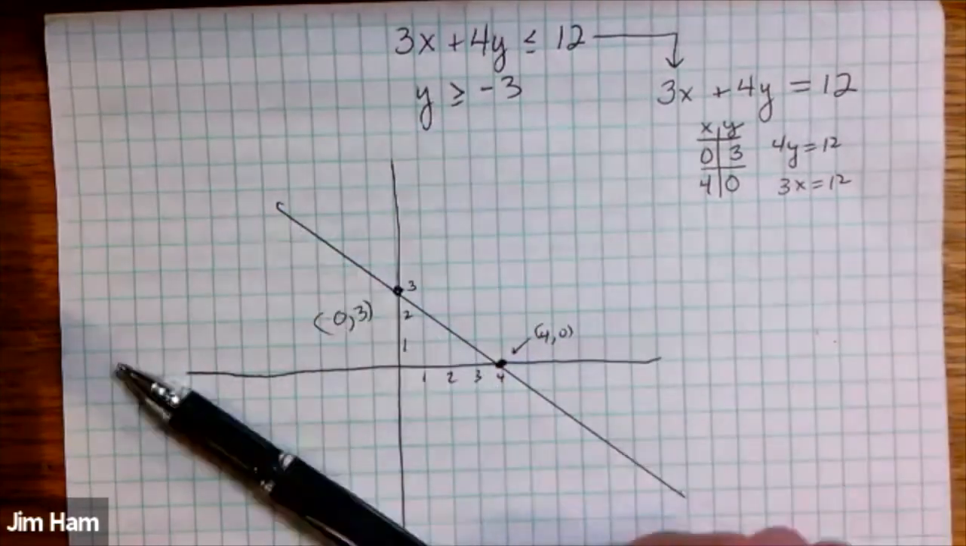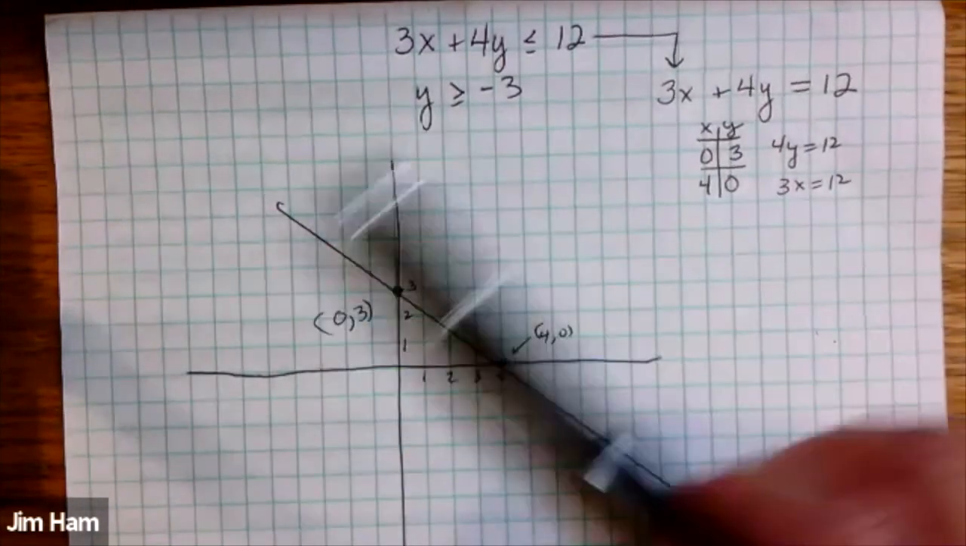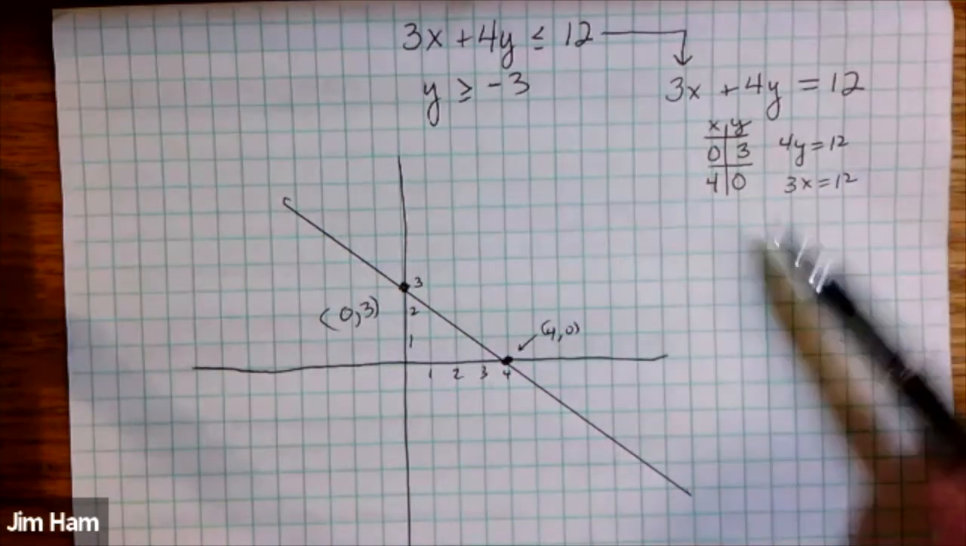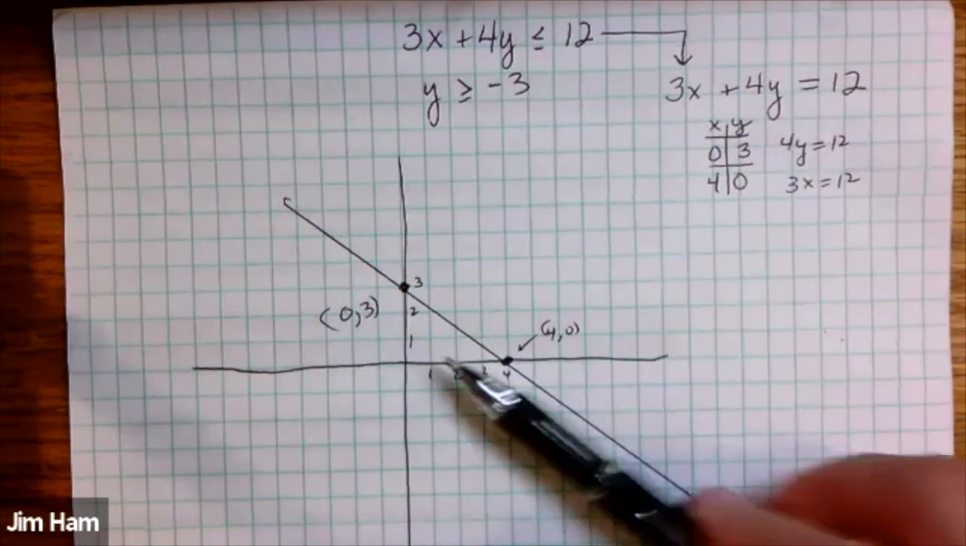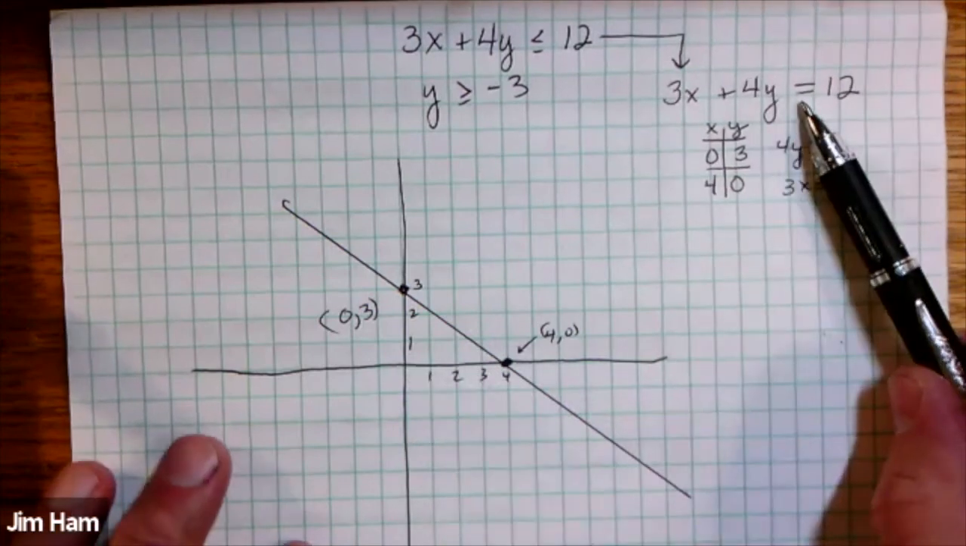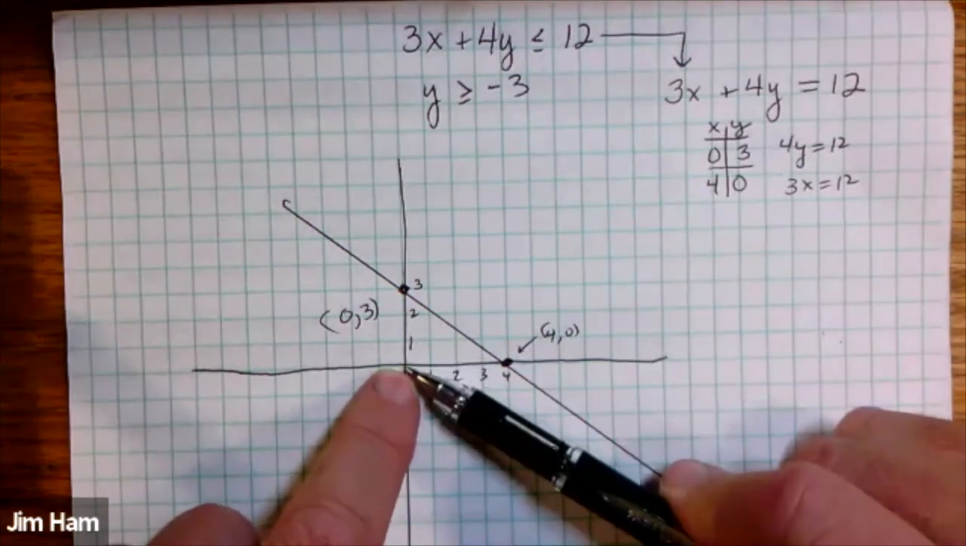Above or below? Which one? Write it in the chat. Where do I shade? Tell me where to shade, above or below? Okay, good. So remember, you can't go back to the equation, because if you choose a test point that is on the equation, it's not going to make sense. You've got to go back to the inequality, plug in a point like 0, 0.